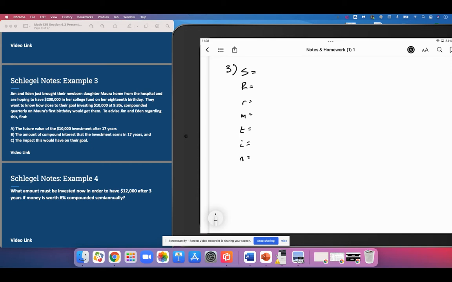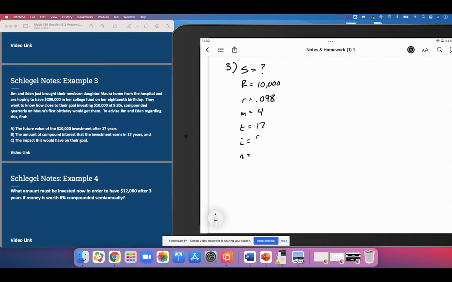And what we're going to do in this case is we have an initial investment. We want it to be $200,000, but we're not sure if it's going to get there. So that's a question mark, what the future value is going to be. The amount that we are investing initially is $10,000. The rate is 9.8%, so 0.098. And quarterly, so 4 times per year. And again, this would last for 17 years.